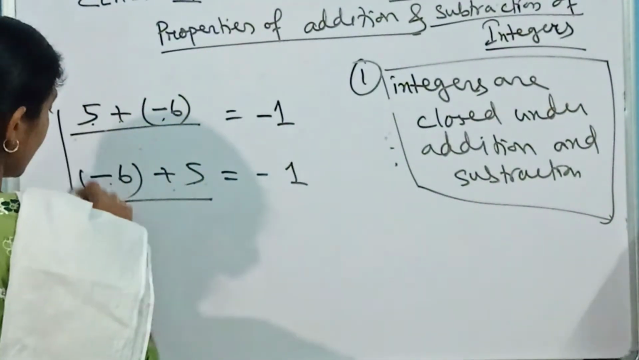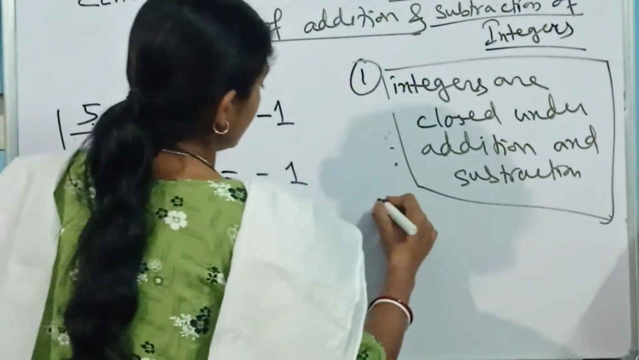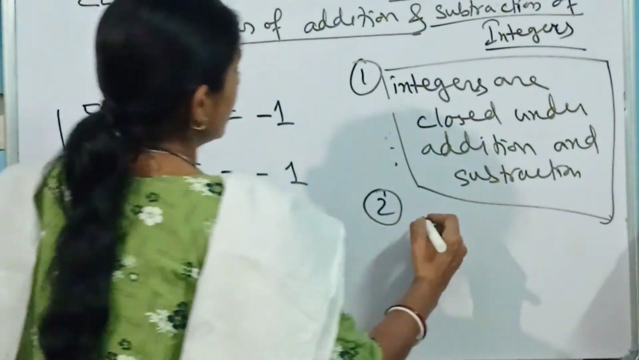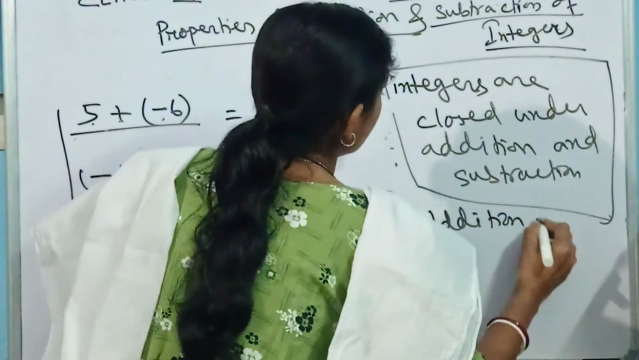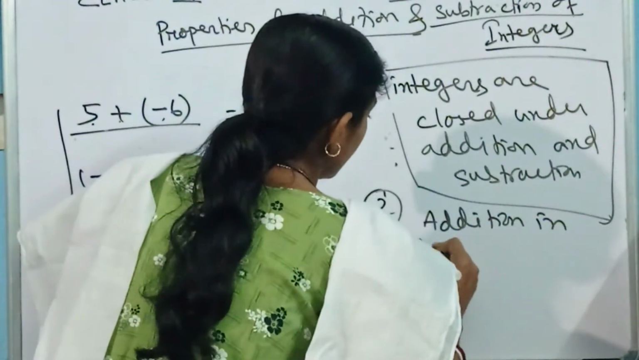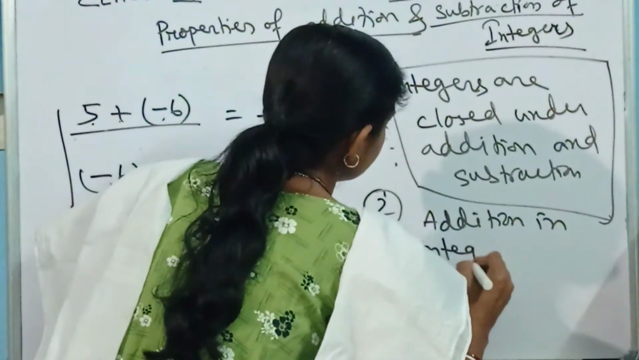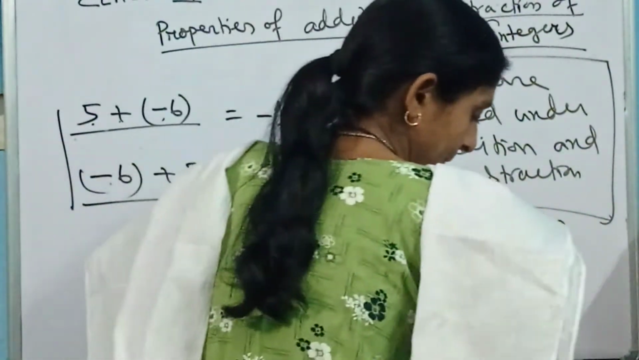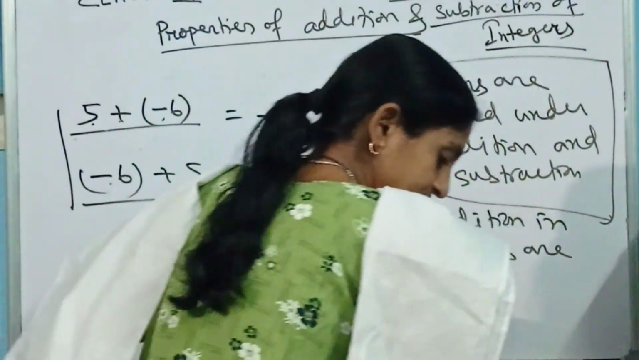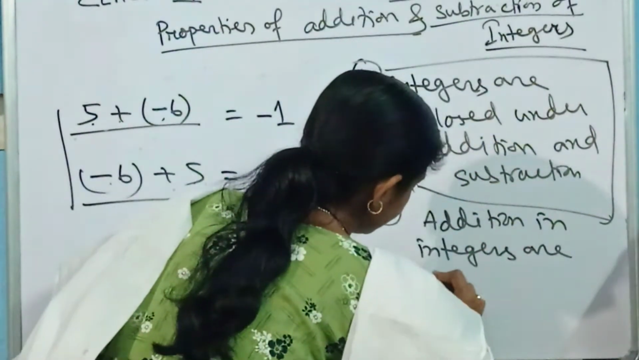In property 2 we can write addition in integers are commutative.